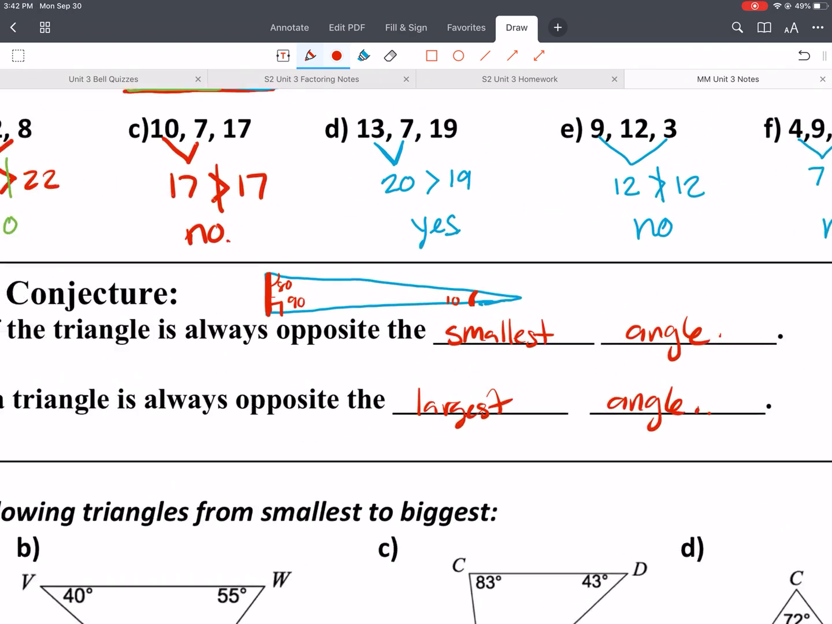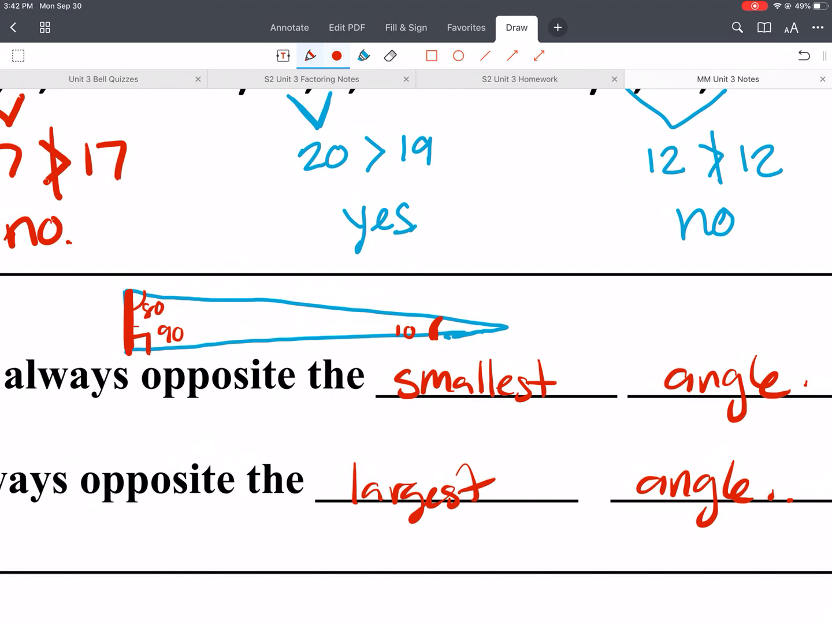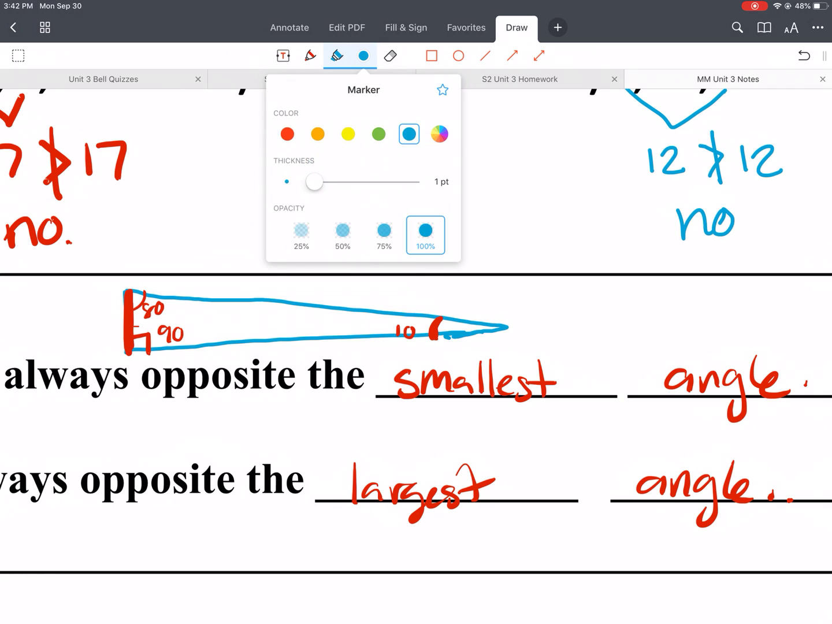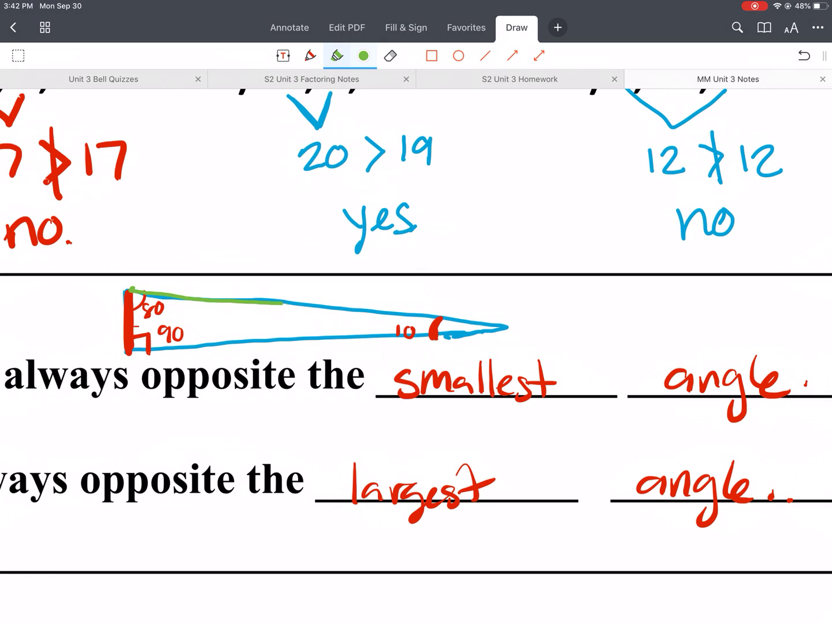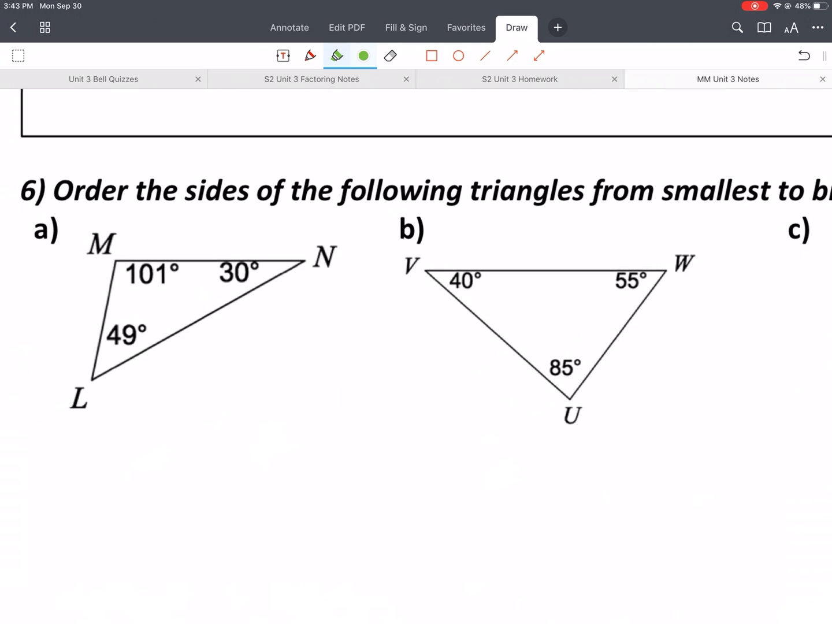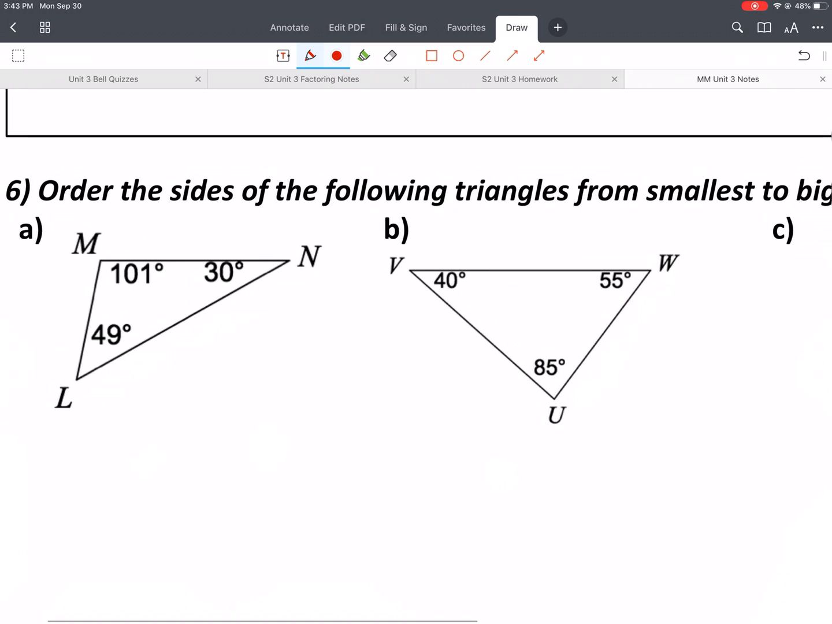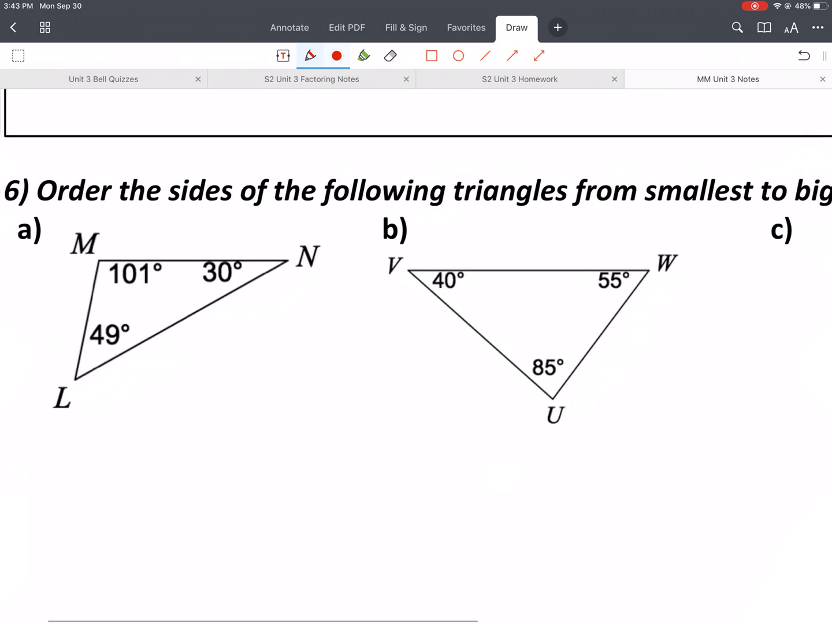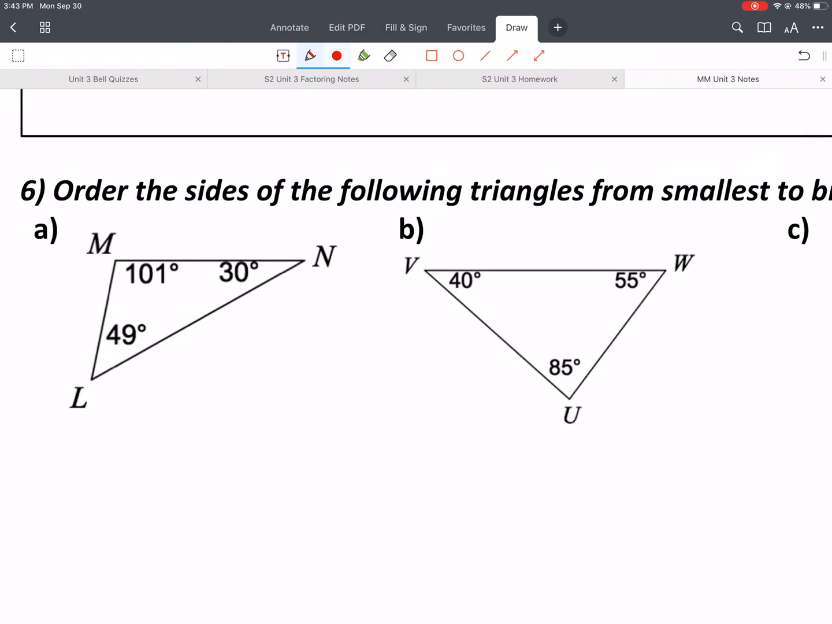Okay, so looking at this example, I changed my color, this would be our longest side, and the largest angle would be 90 degrees. Okay, so those are across from each other. All right, so let's do some of these problems. 6. So we want to first, it says, order the sides of the following triangles from smallest to largest. So we want to list them in order of their smallest and largest sides.